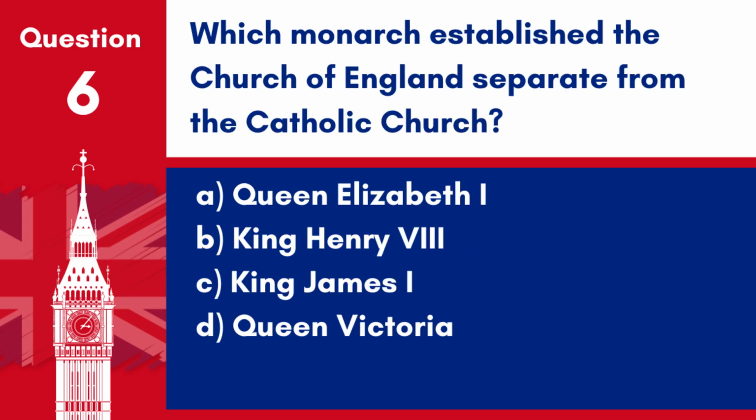Question 6. Which monarch established the Church of England separate from the Catholic Church? A. Queen Elizabeth I. B. King Henry VIII. C. King James I. D. Queen Victoria. Answer: B. King Henry VIII.